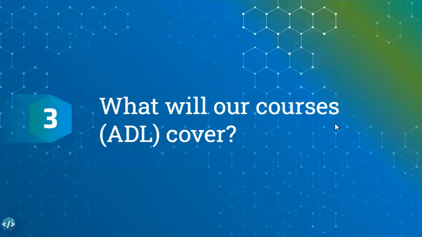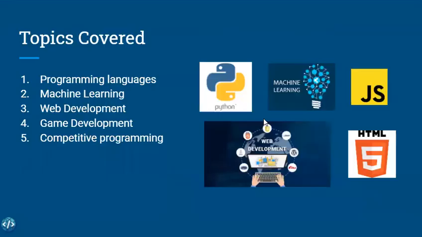All right, so what will we cover in our courses at App Dev League specifically? We're going to focus on 5 main areas: programming languages, machine learning, web development, game development, and competitive programming. In our programming languages course, you'll learn the fundamentals of Python and JavaScript and how to apply them to simple projects. In our machine learning and AI course, you'll learn about regression, random forests, and neural networks, and you'll also get some hands-on experience coding some of these models.